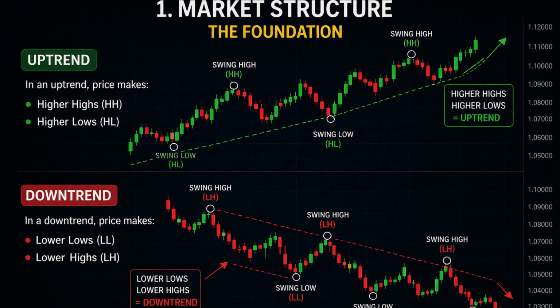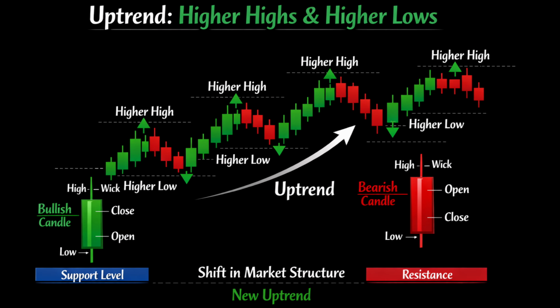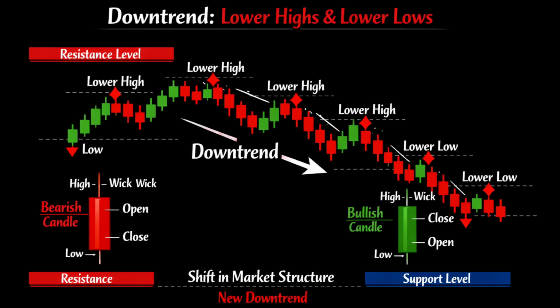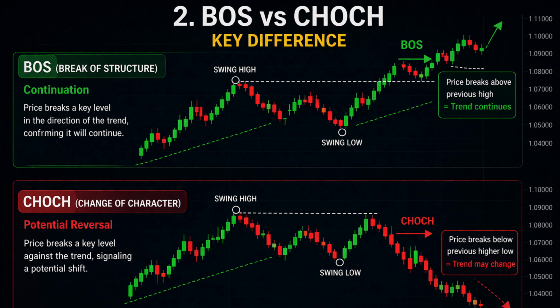Now let's start with the foundation, market structure. Because without structure, SMC is just random lines on a chart. In an uptrend, price makes higher highs and higher lows. In a downtrend, price makes lower lows and lower highs. Simple, but this is where everything begins.